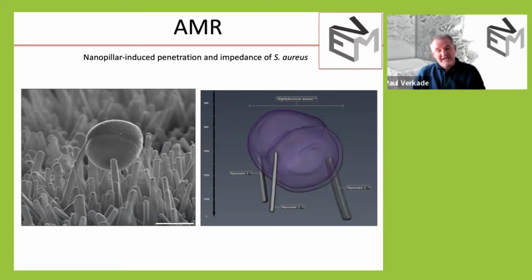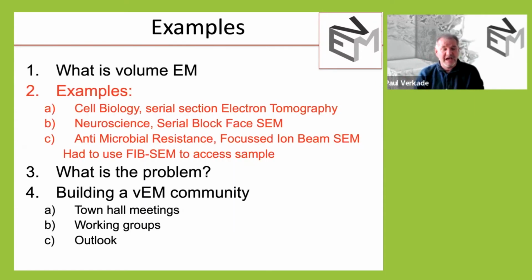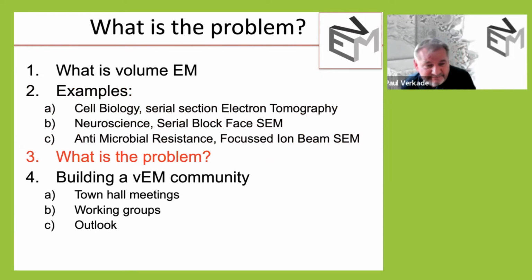That really is where we use the FIB-SEM to really analyze that sample, and it was the only way we had to use FIB-SEM as that sample, because none of the other methods would have been possible. So that's nice. What's the problem?